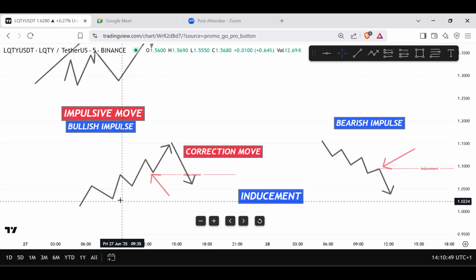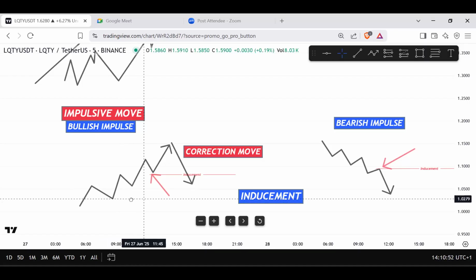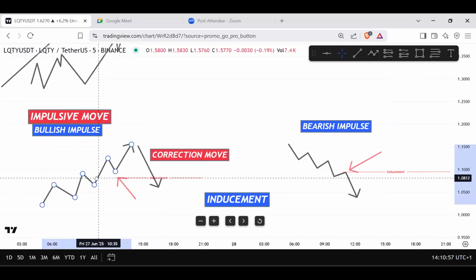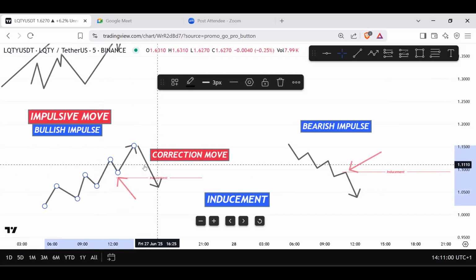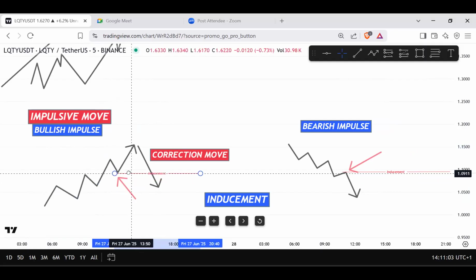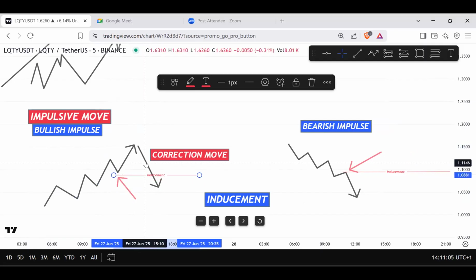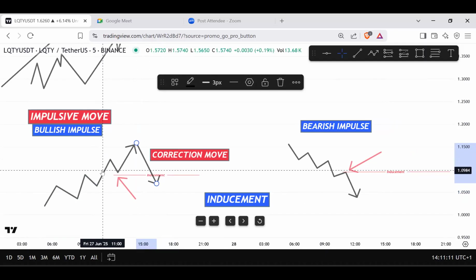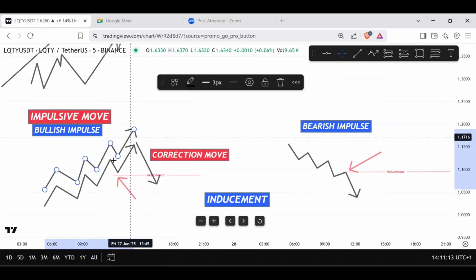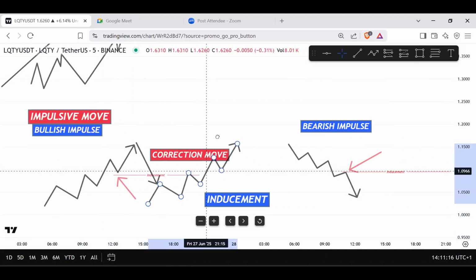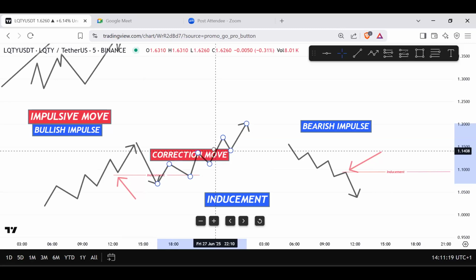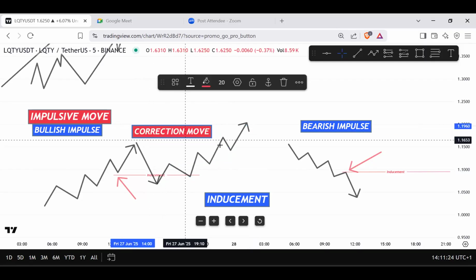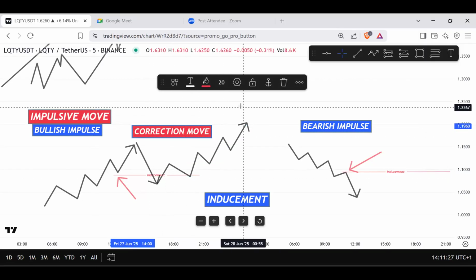And that's the last move. After this first impulsive move, the next thing is inducement. The next thing is correction. The next thing is another impulsive move. After this correction happens, you now see another impulsive move that will continue again. That will keep going higher.